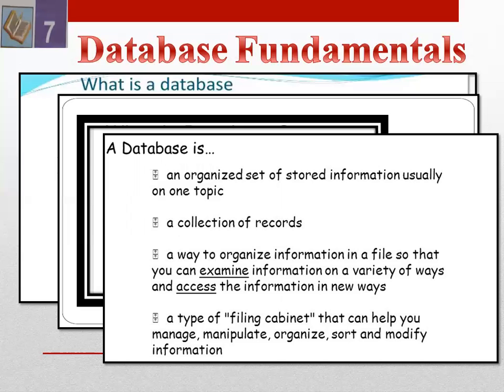The next is a collection of records. Collection of records means you have a number of records in your database. A way to organize information in a file so that you can examine information in a variety of ways and access the information in new ways. Then, a type of filing cabinet that can help you manage, manipulate, organize, sort, and modify information.